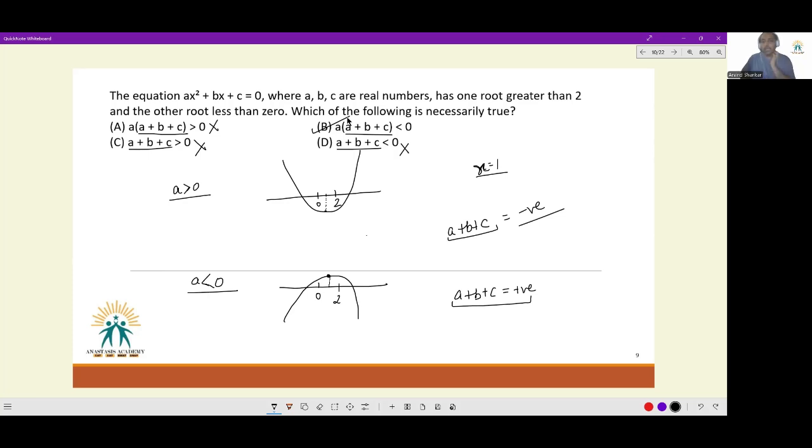Okay, now a more agricultural way of solving this. A more agricultural way of solving this is something like this.